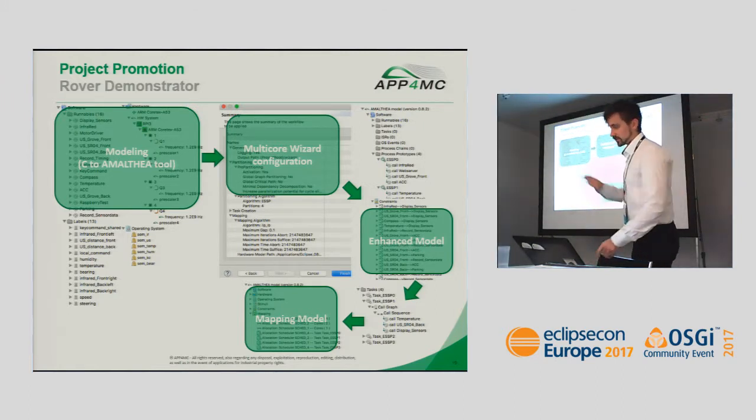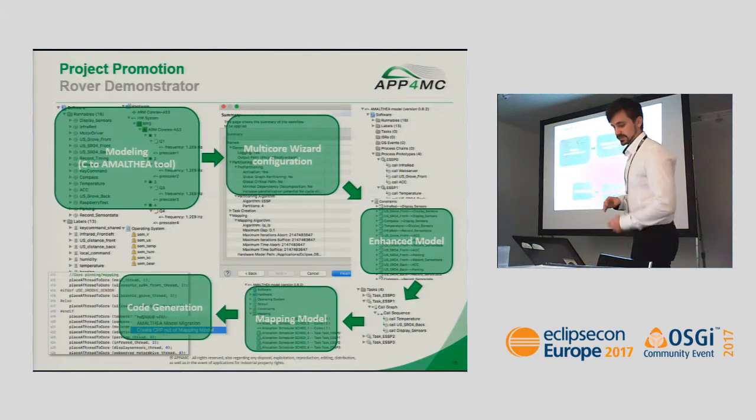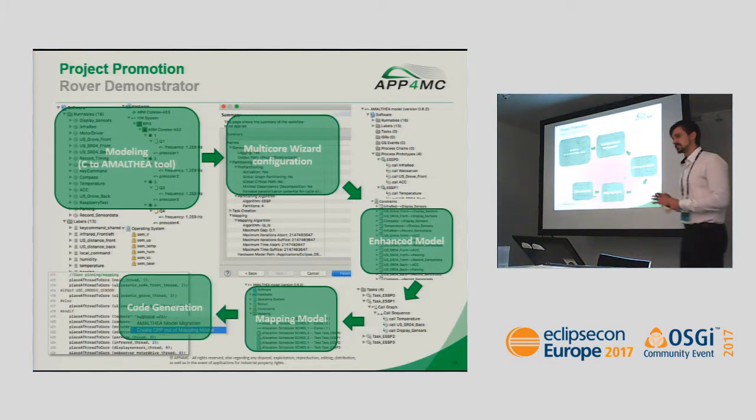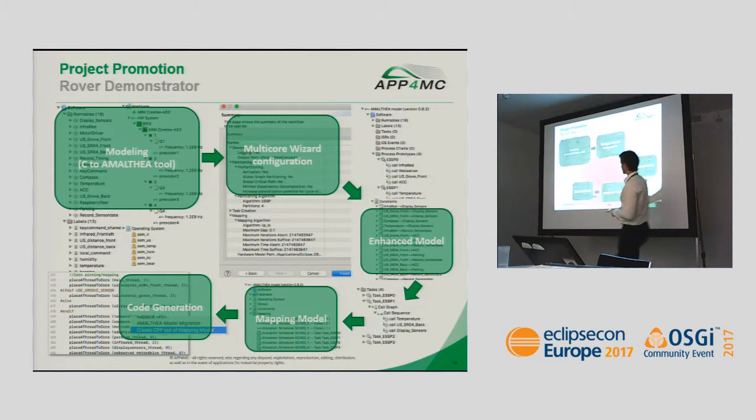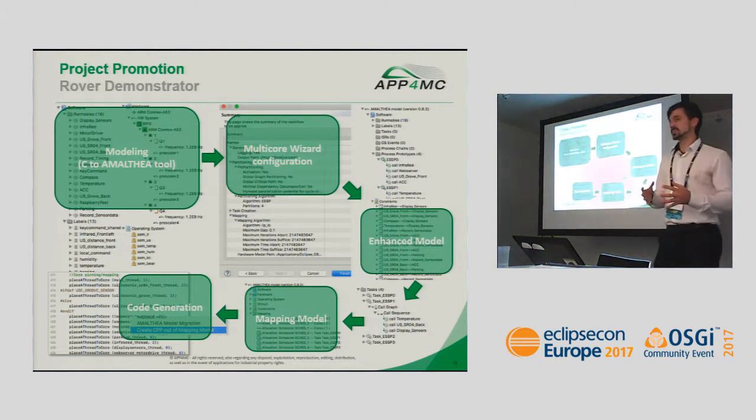Now for the rover, we also have some rudimentary code generation, and it basically just generates one C++ file where a library is used to perform this static mapping of the different tasks to cores.